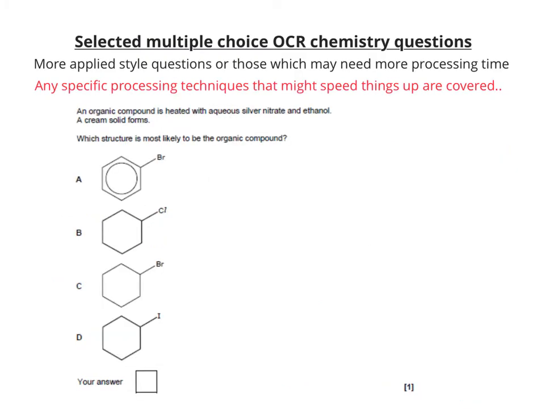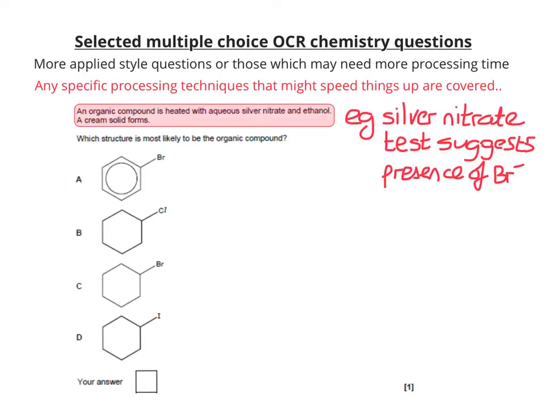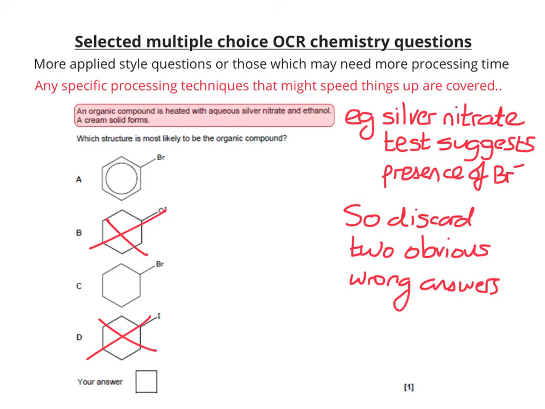So here's another one, which is not a calculation based one, but it's got a decoy in there. So let's think about what the information you're given is first. The first thing is that it suggests the presence of bromide ions. So that allows us to discard 2. Now out of the remaining 2 you have to think quite carefully. What's going to react with aqueous silver nitrate and ethanol?